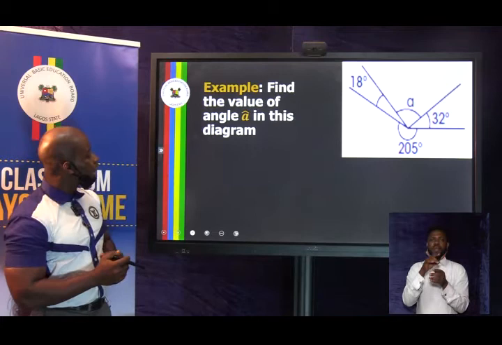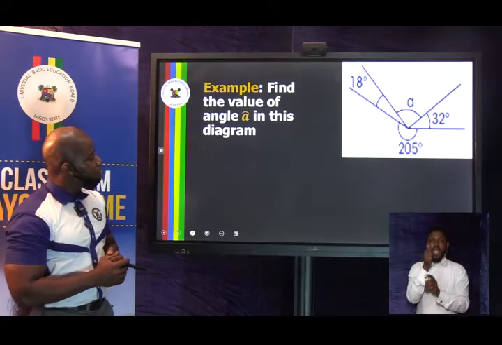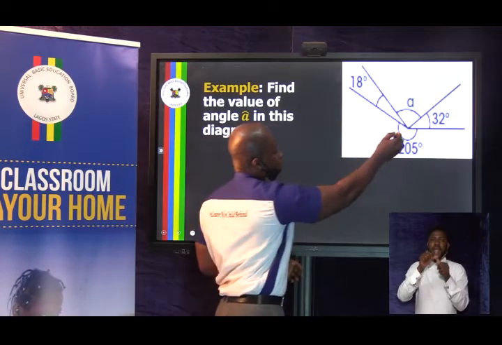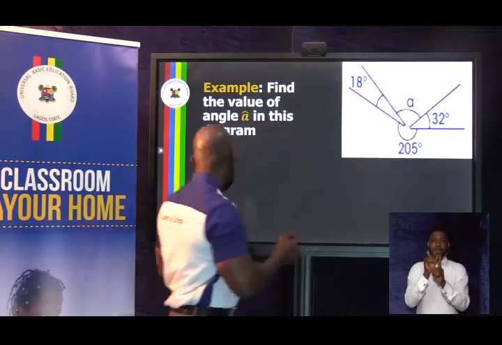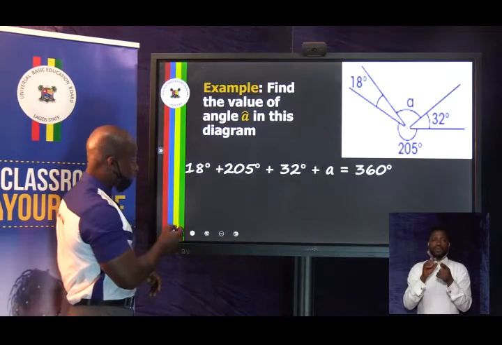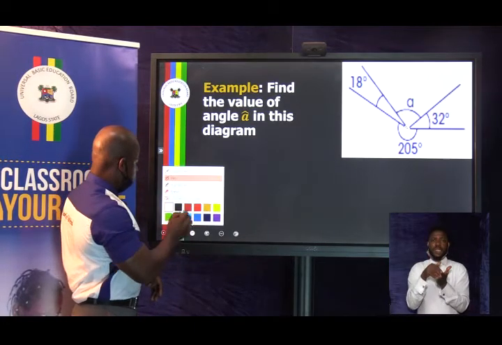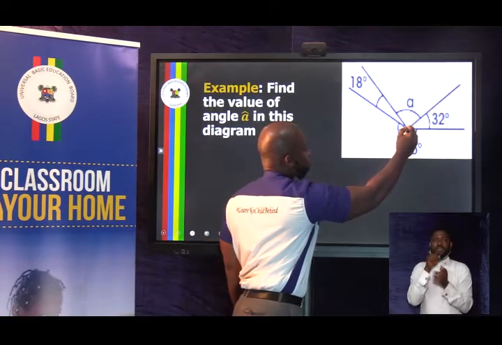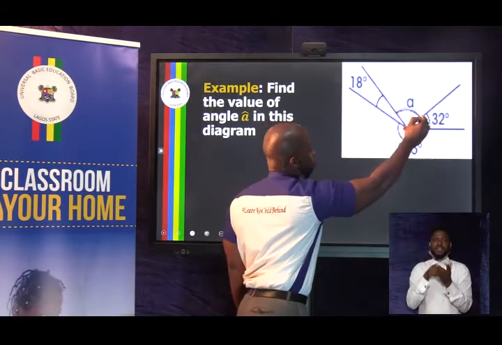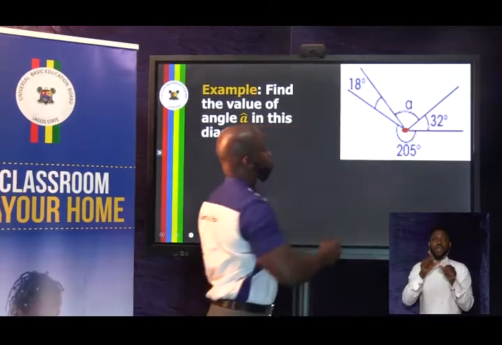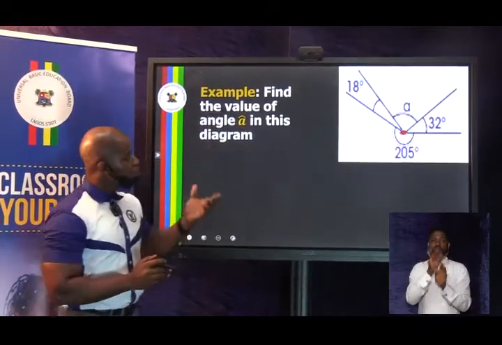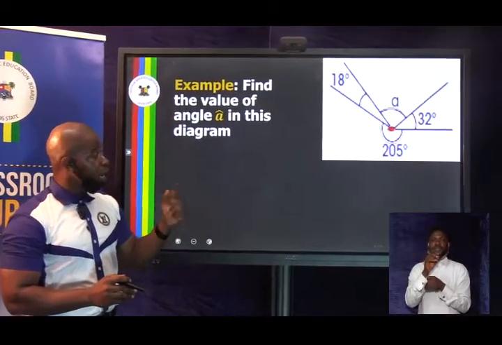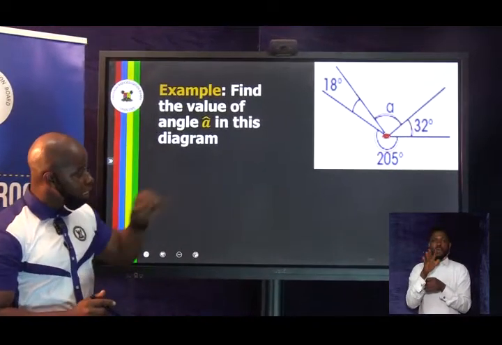This example says, find angle A in this diagram. Now we observe that there are many angles around this particular point. See, your first task is always to identify the center, the point. This is the center, this is the point where you have all these angles. So what you want to do is identify all the angles. Here I have 18, I have A, I have 32 degrees, and I have 205 degrees around that point.